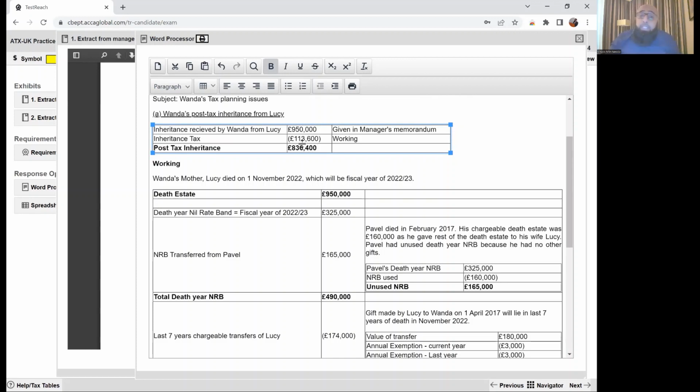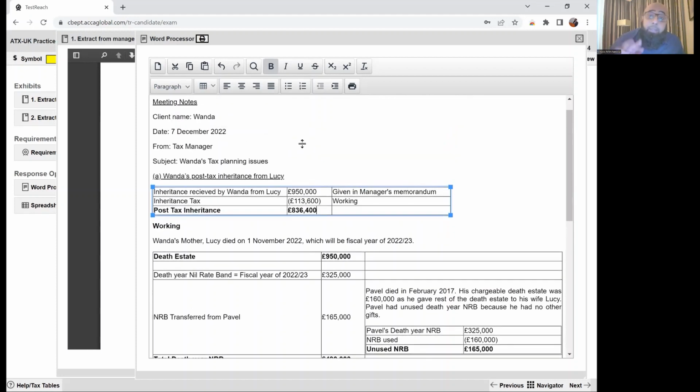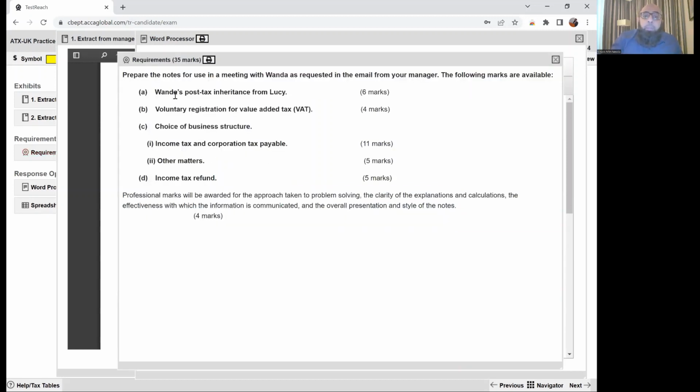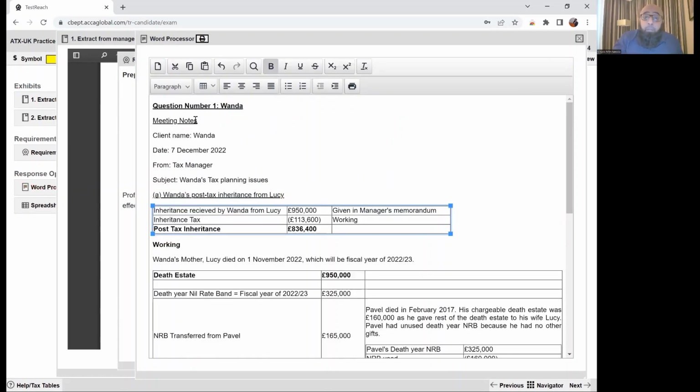So let's repeat it again, because I know that some students might be very frustrated because they may not have understood it very clearly. But you know that when you study with me, there is nothing to worry about. Just listen while I repeat the things again. So we started with the first requirement because that was an isolated one. When Vanda's post-tax inheritance from Lucy, it was a simple 6 marks isolated requirement. Okay, and there were 4 marks of professional. So we made the meeting notes also: client name, date, tax manager, subject, etc.